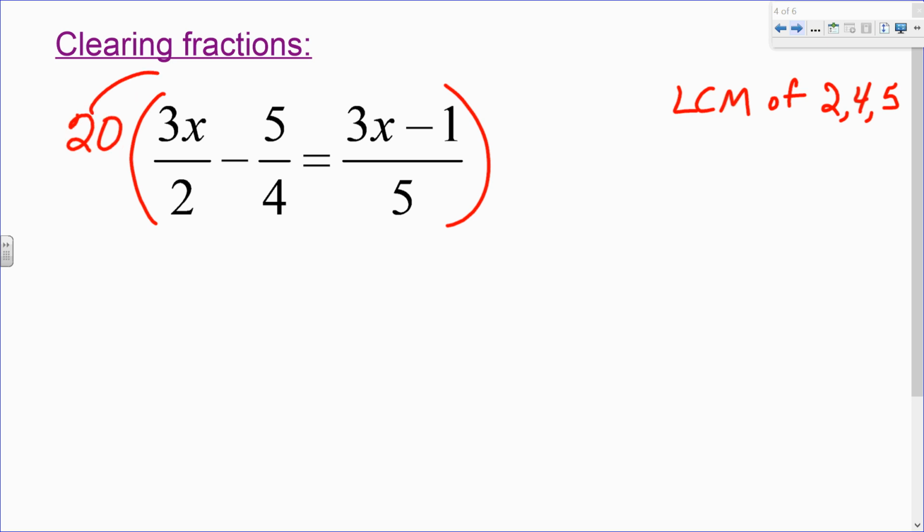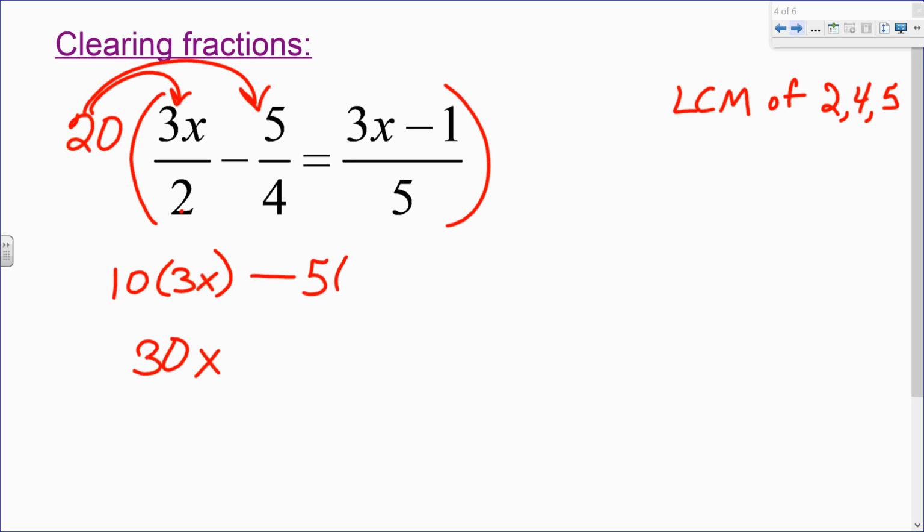So for the left, if we were to distribute, 20 over 2 becomes a 10. So I have the 10 times 3x, or 30x. The 10 times 3x would be an optional step. You could jump straight to the 30x if you wish. Continue to distribute. The 20 over, well, first it's a minus. The 20 over 4 is a 5, times the 5 that was in the original numerator means that I have a minus 25. Don't forget the other side.